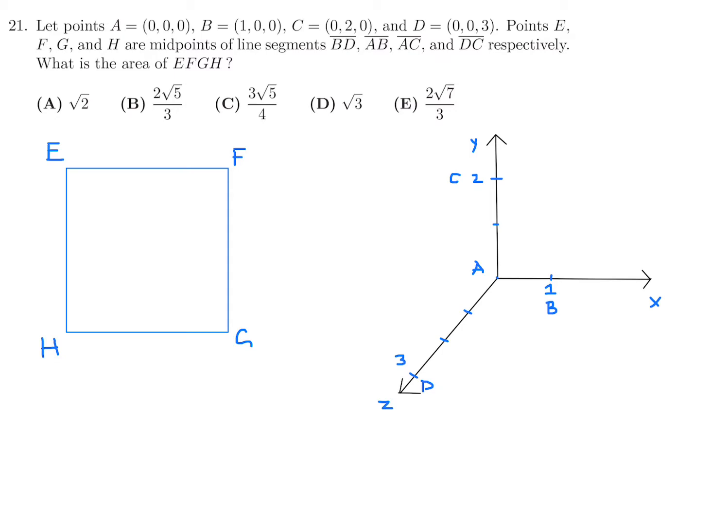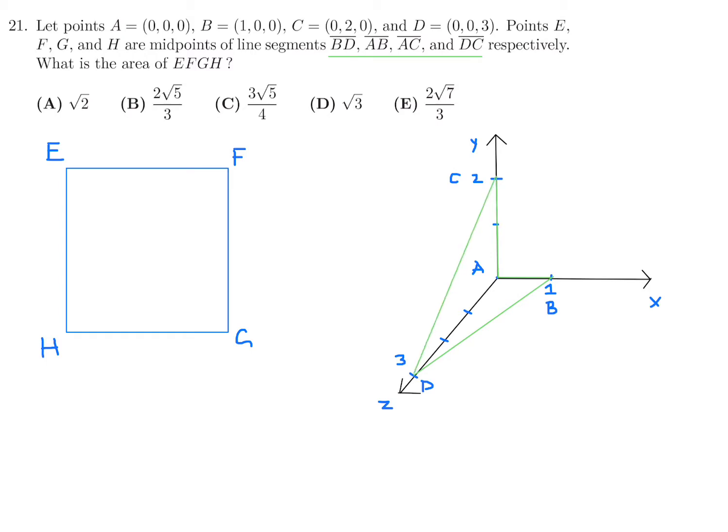But really what we're interested in is just these ones, BD. So B to D is right here. And then we're interested in AB, which is just from there to there. AC, which is, again, just on the y-axis. And finally DC, which is from here to here.